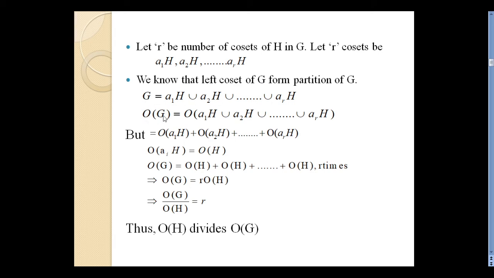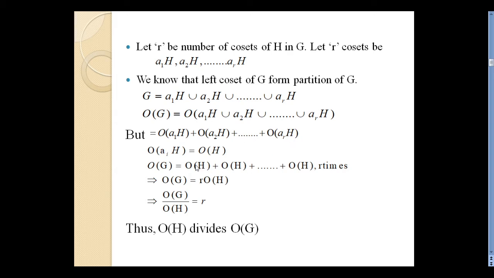Now we find the order of G, that is equal to the order of the whole union of cosets. So we can write order of a1H plus, the union becomes addition, order of a1H plus order of a2H plus, and so on up to plus order of arH. Now this can be written in a general way: order of aiH is equal to order of H. Now order of G is equal to order of H plus order of H up to r times.